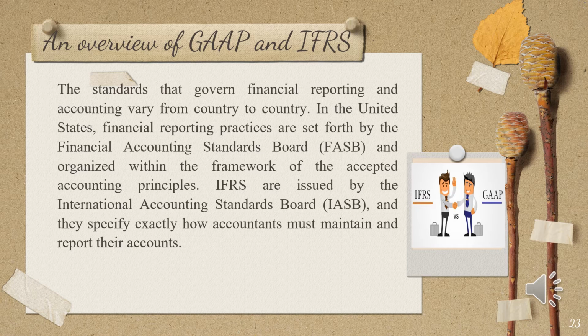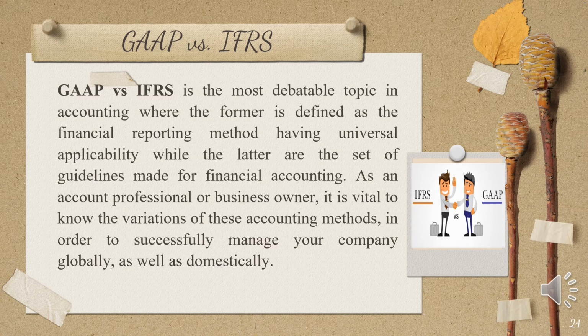Before I start the main topic, let me share an overview of US GAAP and the IFRS. The standards that govern financial reporting and accounting vary from country to country. In the United States, financial reporting practices are set forth by the Financial Accounting Standards Board or the FASB and organized within the framework of the Generally Accepted Accounting Principles. IFRS are issued by the International Accounting Standards Board or the IASB, and they specify exactly how accountants must maintain and report their accounts.